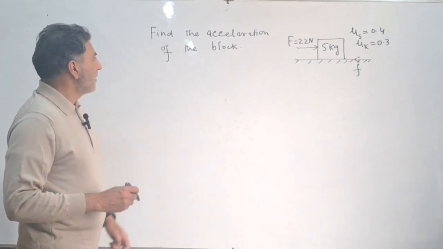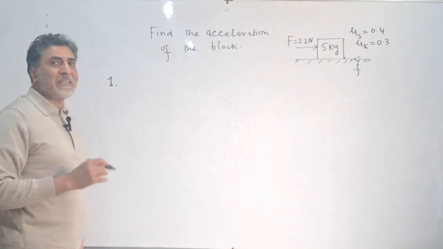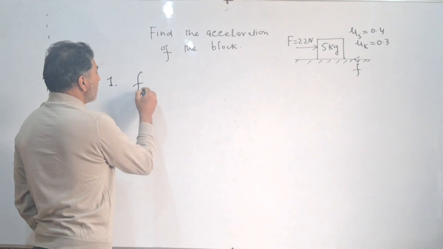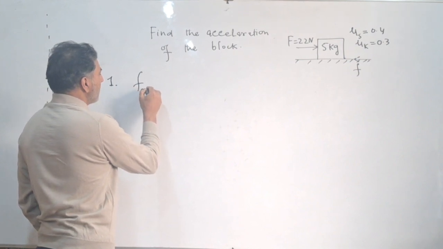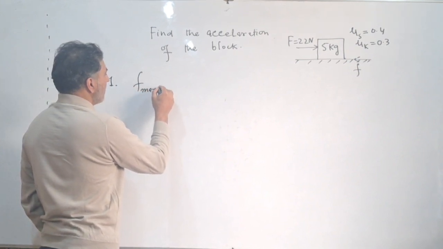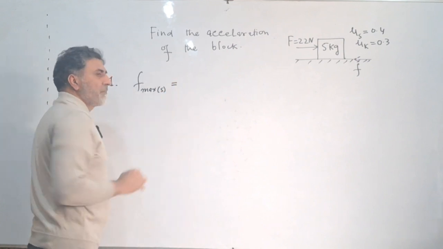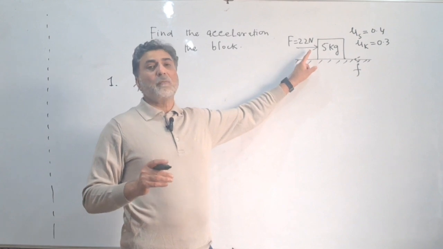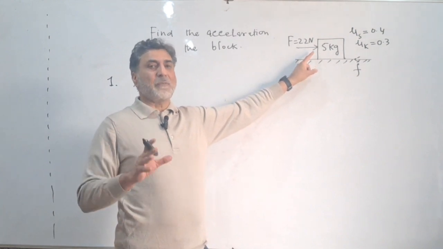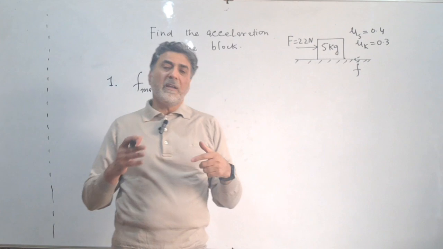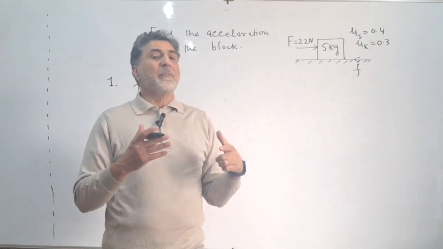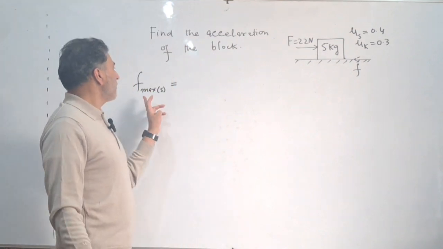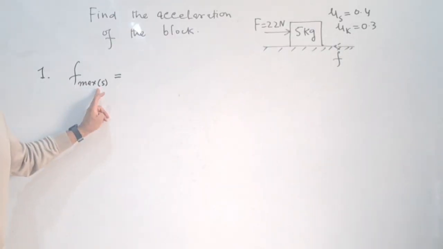First of all, let us find step number one. Let us find the maximum frictional force, the maximum static friction, f s max. Of course, we are applying a force of 22 Newton. But for that, we have to first find the maximum static frictional force. That will tell us whether the body will remain at rest or it will begin to move. That we have to see, but for that we have to find the maximum static frictional force.